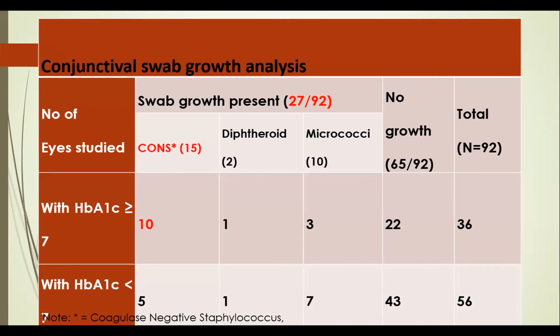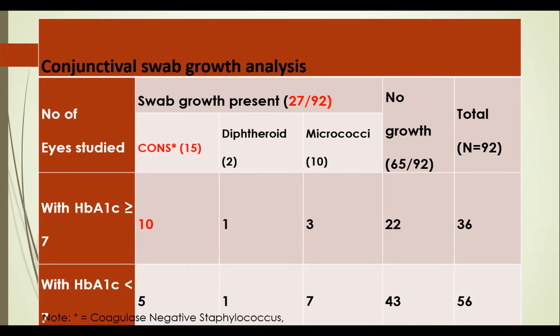So this is a gross analysis of the conjunctival swab growth. 27 of the 92 eyes showed positive microbial growth, and there was no growth noted in about 65 eyes out of the 92 eyes. The interesting thing to be noted is the swab growth. The predominant growth organism was coagulase negative staphylococcus, which was found in 15 out of 29 swabs.